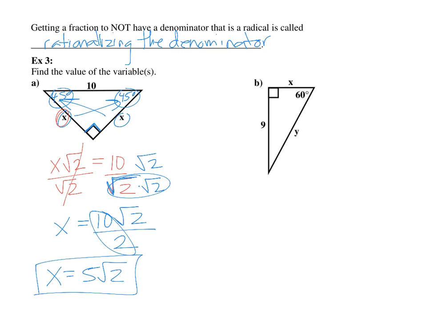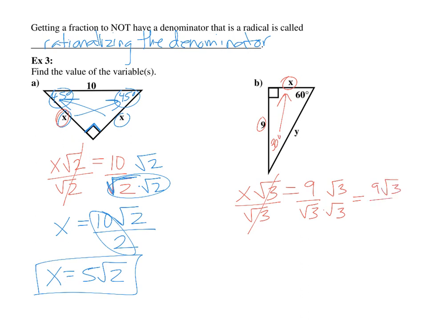Here I have 60, 90. This is 30. This is the short leg, because it's across from the 30-degree angle. This is the long leg. So I take the short leg, I multiply it by the square root of 3, and I obtain the long leg, which is 9. So now I divide by the square root of 3, cancel that out, and now I multiply the denominator by square root of 3, top and bottom, to rationalize the denominator, to get a fraction that doesn't have a radical in the denominator position. So I end up with 9 square root of 3 over 3. Dividing 3 into 9, I get 3 square root of 3.